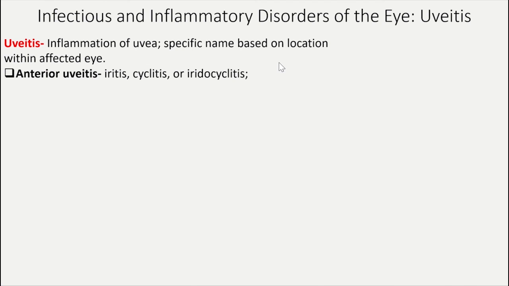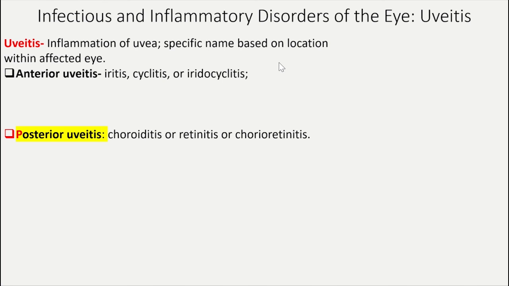Anterior uveitis can involve the iris, iritis, can involve the ciliary body called cyclitis, or both, iridocyclitis. Posterior uveitis, again, choroiditis for the choroid, retinitis for the retina, or both of them, chorioretinitis.